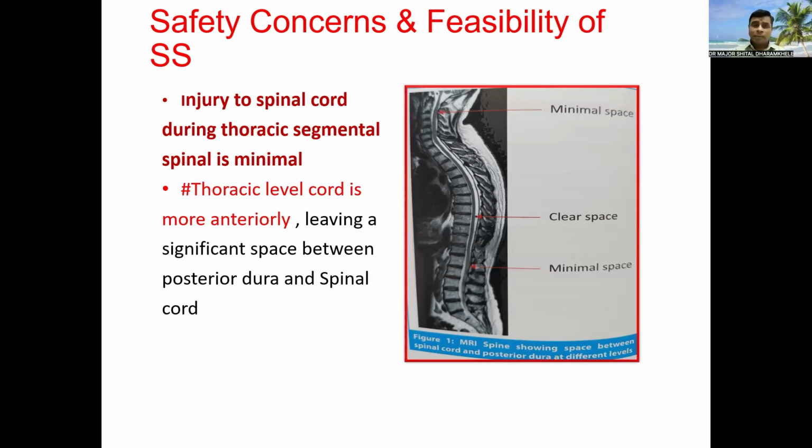Basically, we are more worried about needle trauma injuring the thoracic spine, because our spinal cord ends at the L1 level in adults. But the explanation for this is that if you observe this space, you can see that in the mid-thoracic level, the distance between the posterior dura and spinal cord is more. So injury to the spinal cord during thoracic segmental spinal is minimal when the patient is sitting.